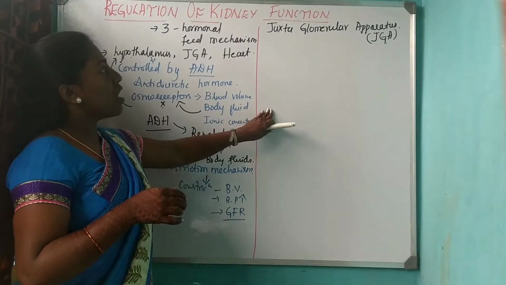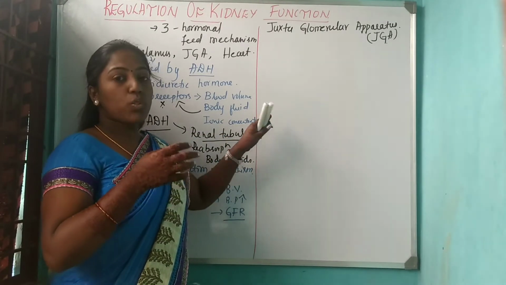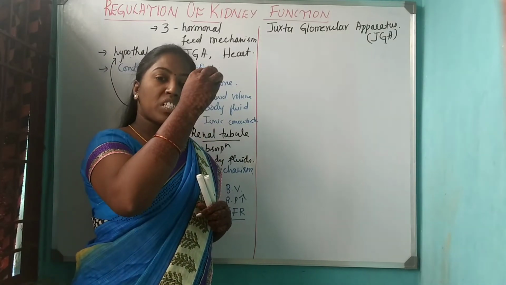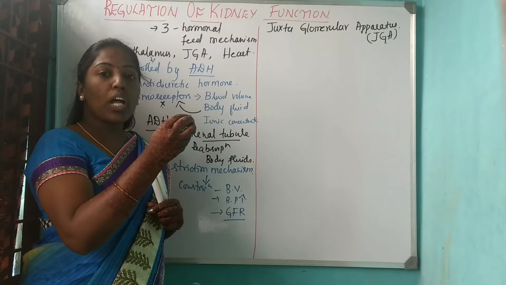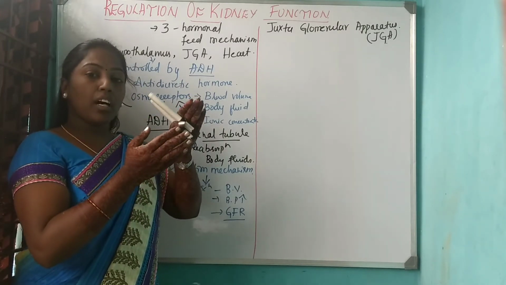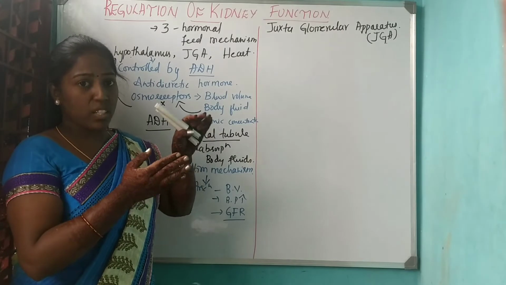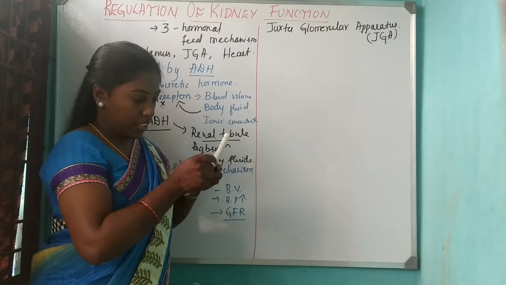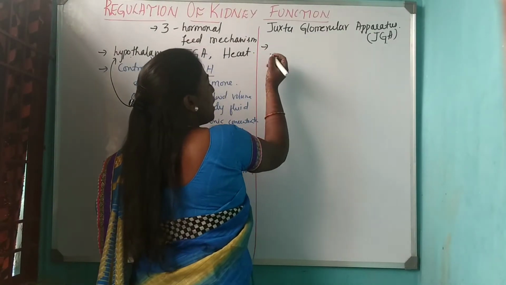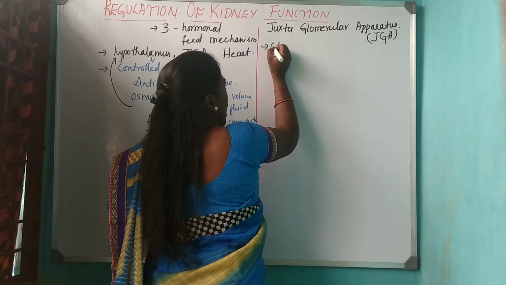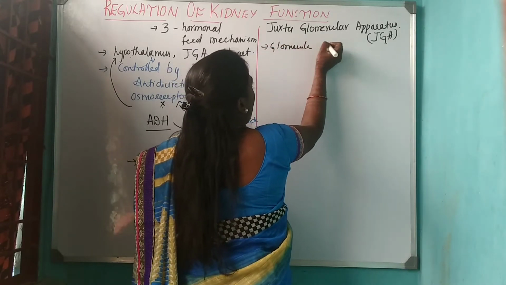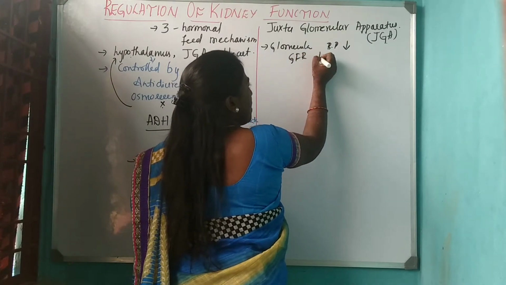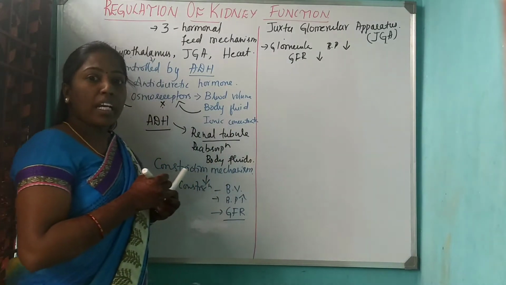The juxtaglomerular cells also get activated. When the renal blood pressure is low, or the renal glomerular blood flow is low, or the glomerular filtration rate is less, during that time the cells will get activated.